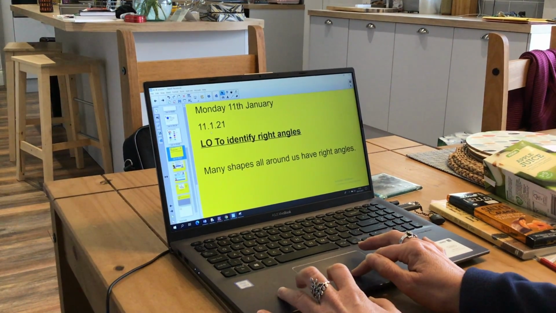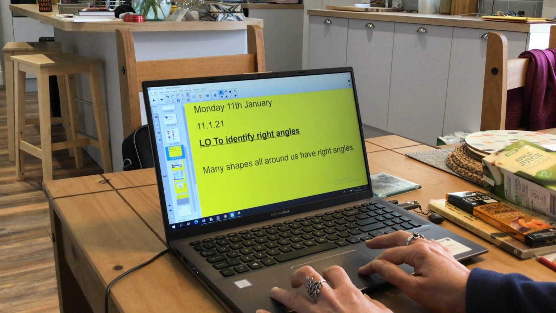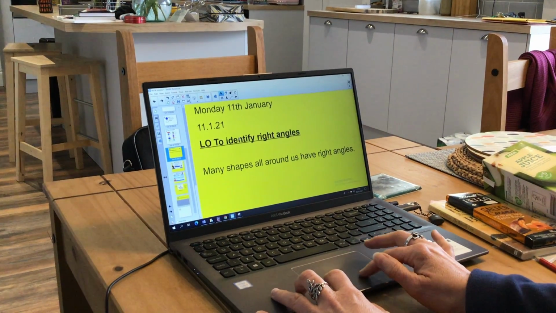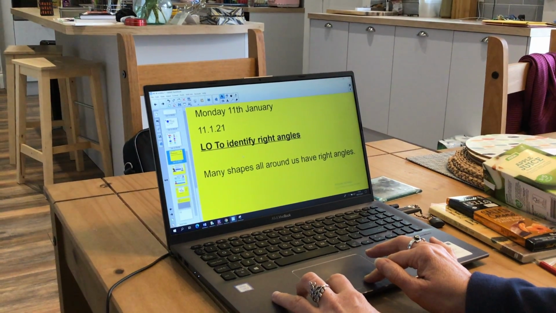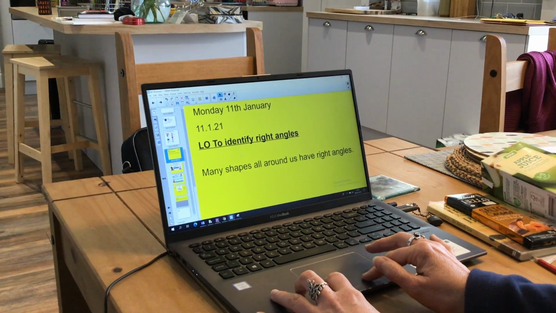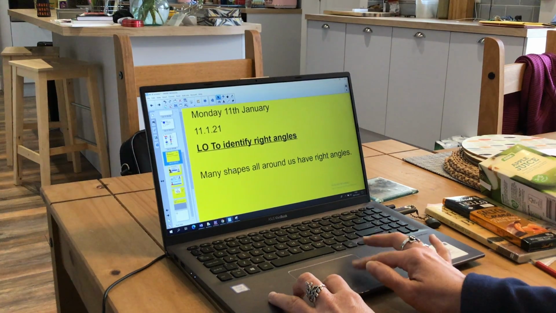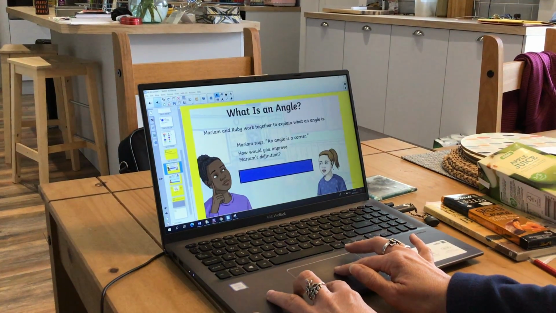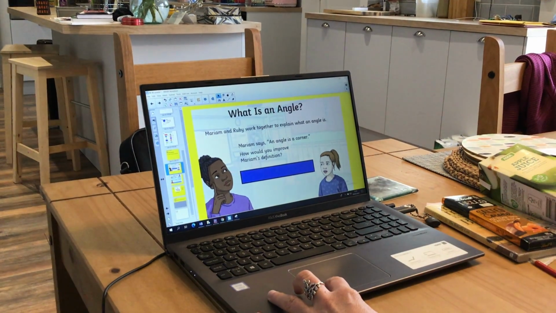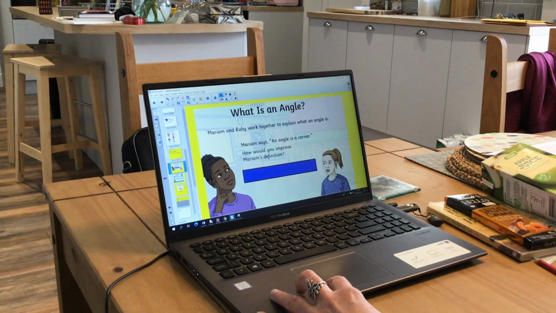This week, we're going to be looking at angles and shapes. And here we've got our learning objective. We're going to identify and find right angles. Now, many shapes all around us have right angles. Let's have a think, first of all, about what an angle is.